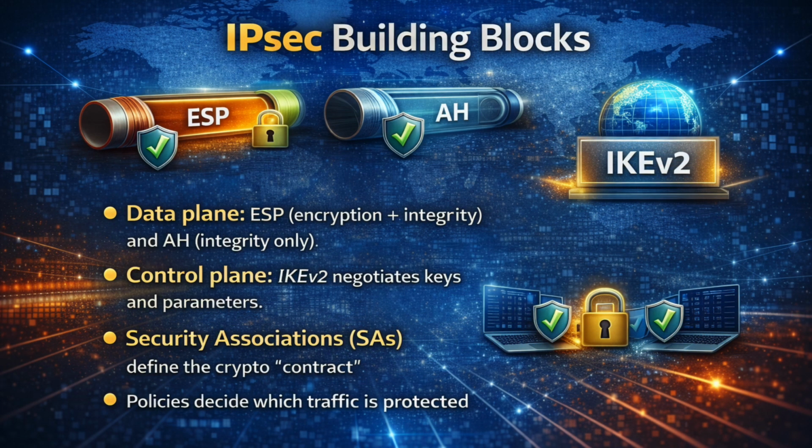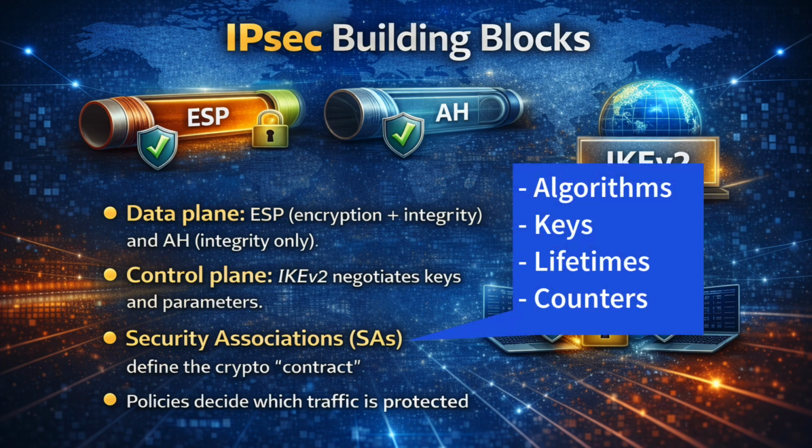IPsec has a few core pieces you should memorize. On the data plane, we have two protocols: ESP, which can provide encryption and integrity, and AH, which provides integrity and authentication without encryption. In modern deployments, ESP is by far the most common. On the control plane, IKEv2, Internet Key Exchange version 2, handles key agreement and authentication, and it sets up the security associations, or SAs, that ESP or AH will use. An SA is basically the agreed-upon recipe: algorithms, keys, lifetimes, and counters.